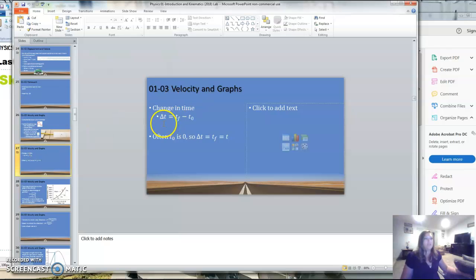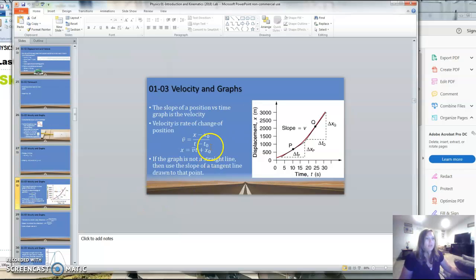So the first thing you need to remember is that change of time, delta t, is the final time minus the initial time. It's the exact same thing as the change equation, similar to displacement. Most of the time, the initial time is 0. So remember that change in time would just be the actual final time that you measured, which is great. You should have been able to get these two equations. This is the velocity equation, and this is the equation of position from velocity.